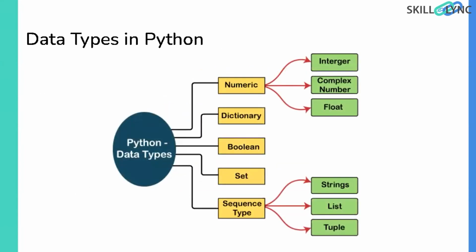Okay. Now coming back to the data types, what are the data types in Python? We'll see them one by one. Starting from numeric, dictionary, boolean, set, and sequence type. In numeric, we again have three types: integer, complex number, and float. In the sequence type, we have three: string, list, and tuple.